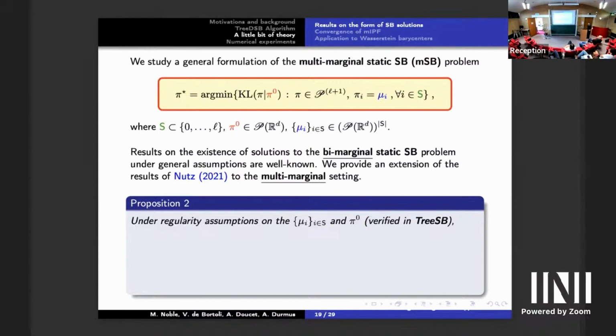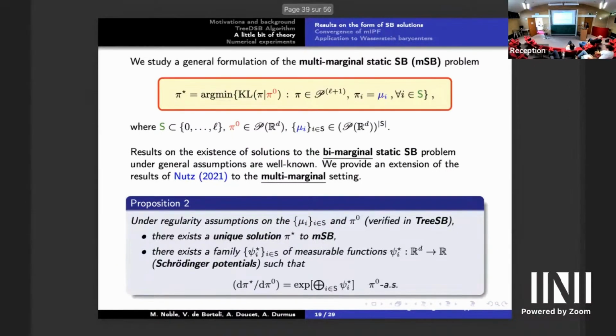There were no clear results in this kind of setting. So we simply adapted the results of this work to the multi-marginal setting, which is a really natural extension of the results. Under a condition on your mu i and a condition on the pi naught, which are quite good conditions, you can have a unique solution to this multi-marginal Schrödinger bridge problem.